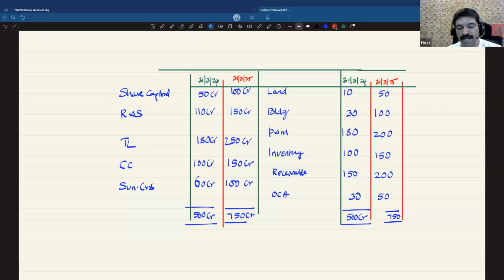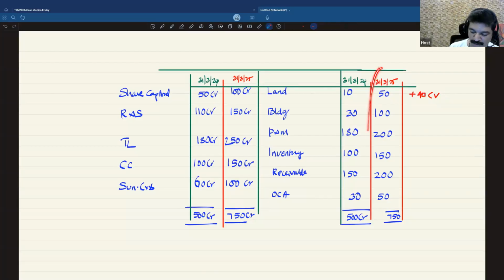What is the land they have purchased during the year? How much they have invested in land during the year? Please answer. They have invested 40 crore in the land during the year. So you get to know that in this year only they have added the 40 crore.